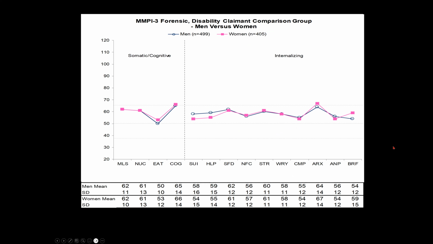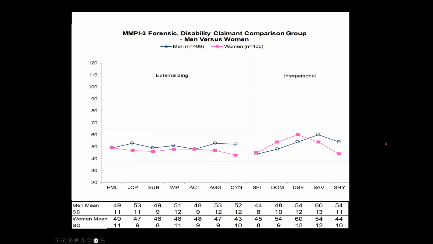Looking at our specific problem scales, somatic, cognitive, internalizing, it's the cognitive complaints that are particularly elevated for this sample of disability claimants, and anxiety-related experiences, again, likely reflecting the kinds of issues that are the focus of the claims made in these assessments. On the other hand, externalizing scale scores tend to be within normal limits among disability claimants.